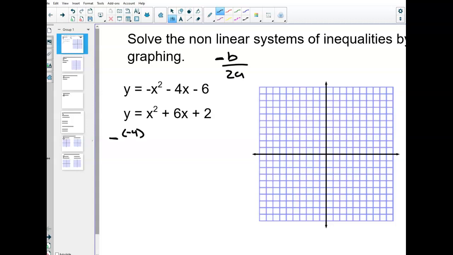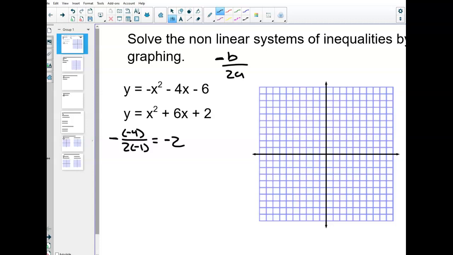Negative 4 over 2 times negative 1. There's 3 negatives there, so that results in a negative. I'm going to do the 2 times negative 1 in my head. That's 2. And then the 4 over 2 is 2. And the reason the answer is negative is there's 3 negatives. Don't get caught up with the negatives when you're actually multiplying or dividing.